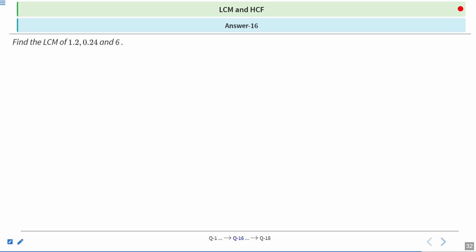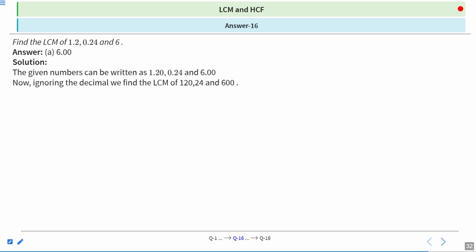So here we have to find the LCM of numbers which are in decimal: 1.2, 0.24, and 6. The answer is option A, 6. Now let's have a look at the solution. So numbers can be written as 1.20, 0.24, and 6.00, because 6.00 and 6 are the same thing.